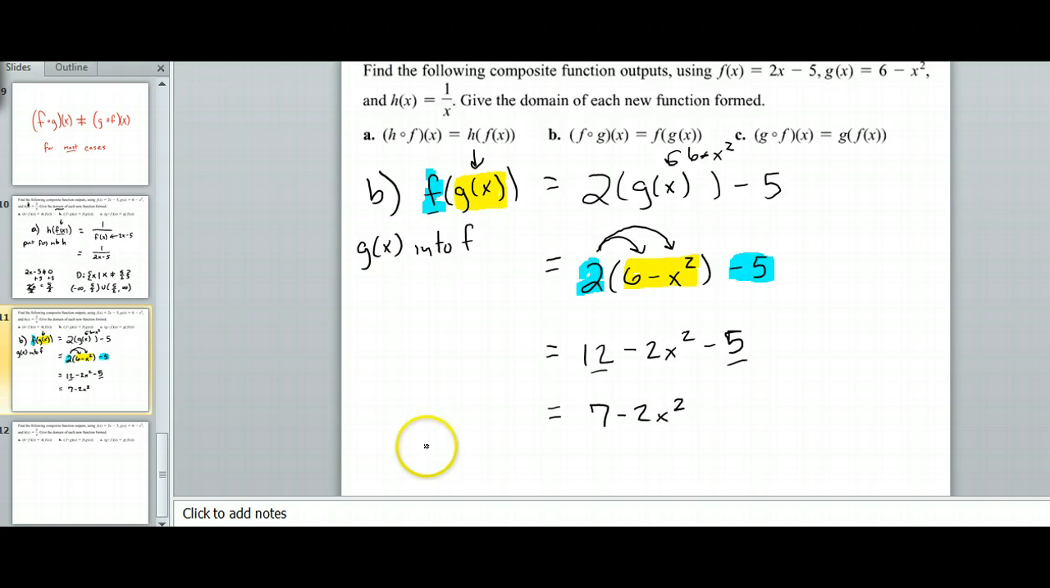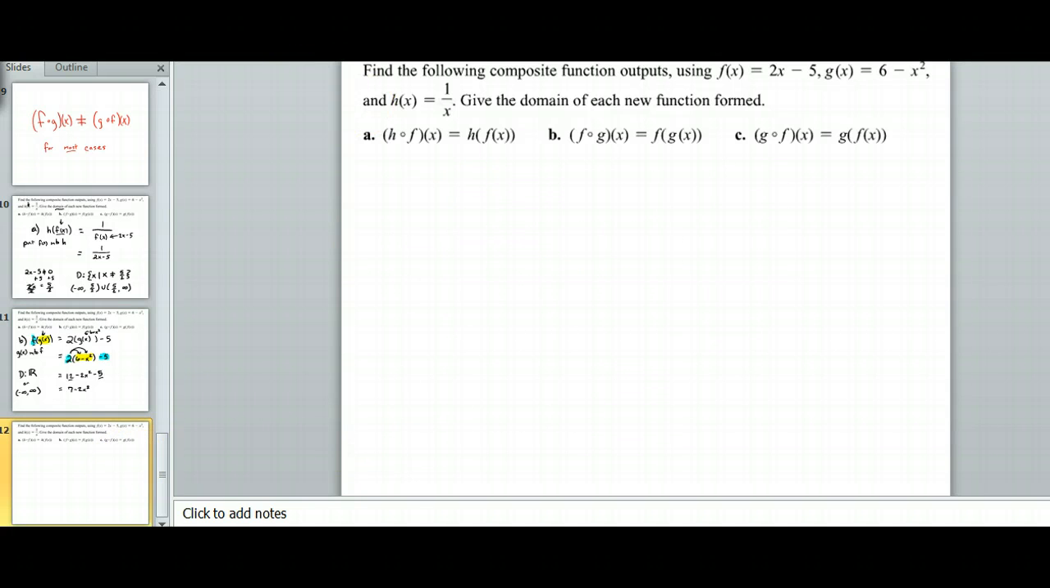Alright, domain here. There's no division, there's no root symbols, so our domain is all real numbers. Or if we put it in interval notation, negative infinity to positive infinity, we can put anything in there, because there's no division by 0.